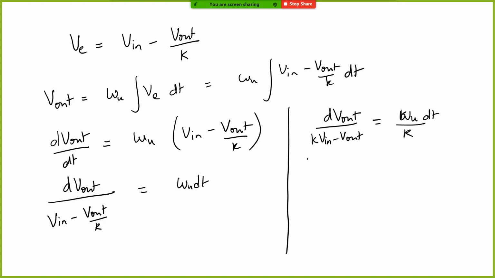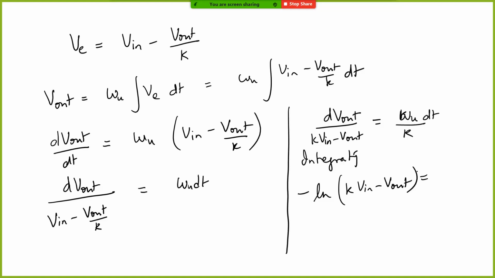Now integrating on both sides, what do you get? This has the natural logarithm of K times (V in minus V out). The differential of the denominator, because V in is a constant. Here we are assuming that V in is a DC voltage. Now this becomes minus of this one because the coefficient of V out is minus.